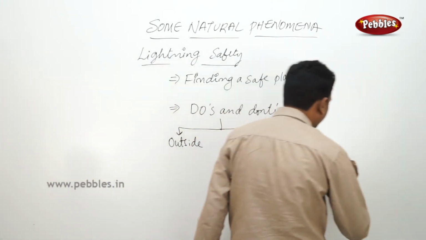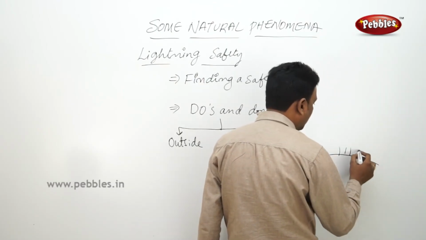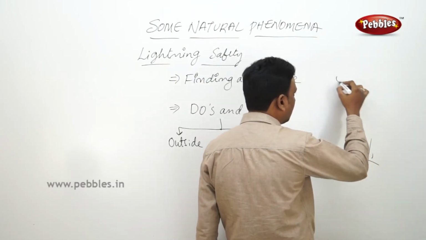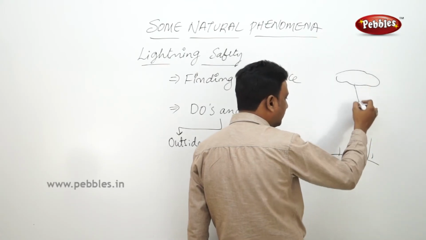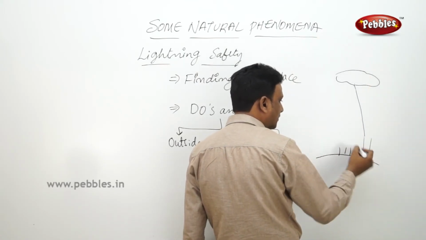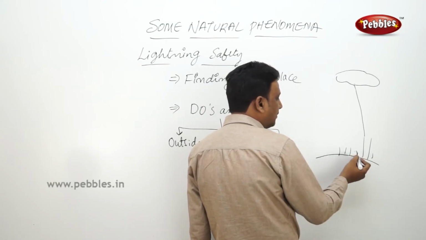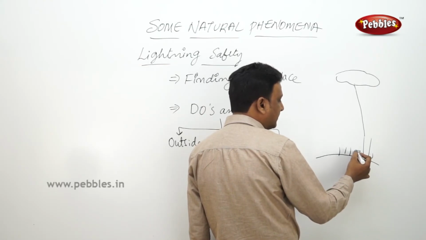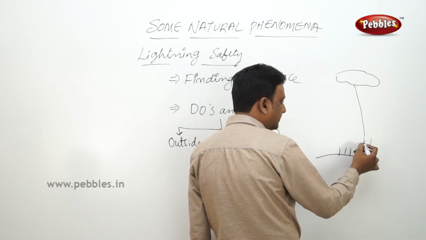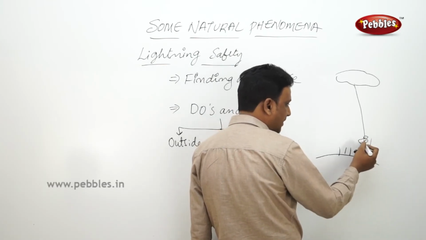See here, this is the surface of the earth. Here there are so many objects. Here are the clouds. The clouds try to reach the taller ones first, then the shorter ones. This is the principle here. So if you want to take shelter under a tree, better select a smaller tree compared to a bigger tree.